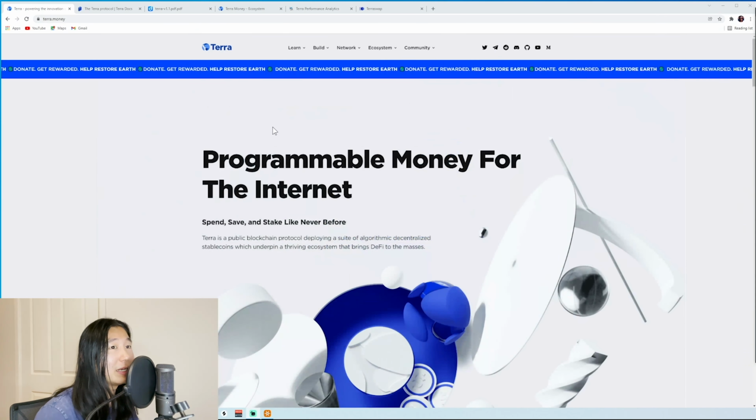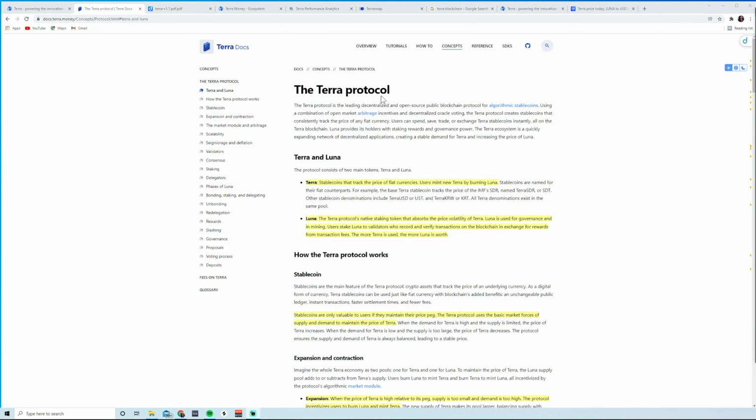So what is Terra? We're going to have a brief look at the actual project itself, and then we can have a look real quick at their white paper, and then at the ecosystem, and also some of the governance, and then you guys can decide for yourselves whether you think this is a good project, and I'll also draw a little conclusion too. Alrighty, let's start from the top.